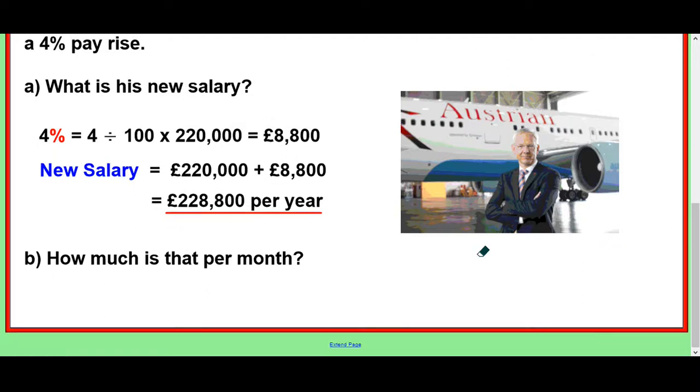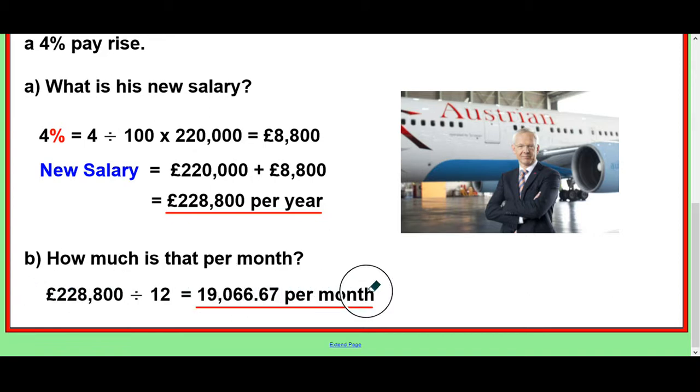Finally, how much is that per month? Well, thinking back to the first lessons, if you divide it by 12, you'll get what he has per month. Again, a huge amount of money, £19,066. And when I put this into my calculator, it came out 0.66666, but I rounded it to 2 decimal places because that's what money is always rounded to.